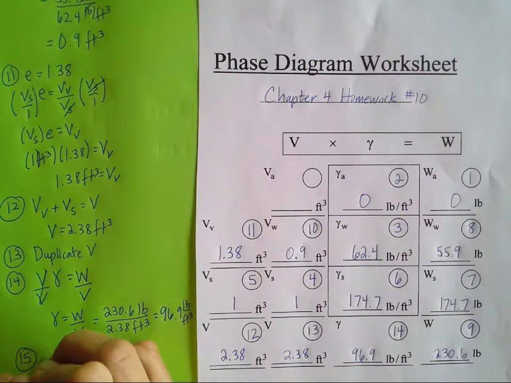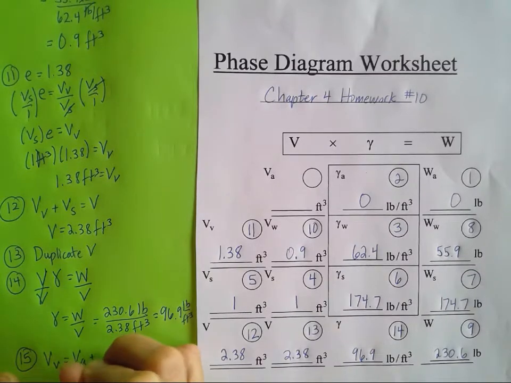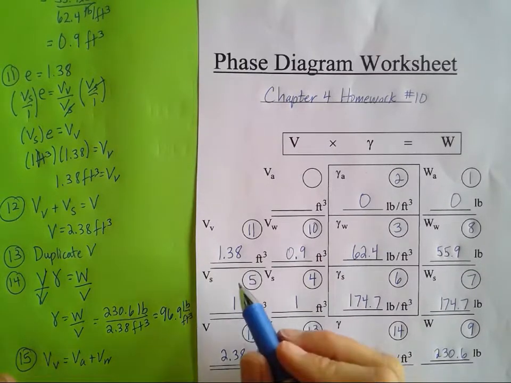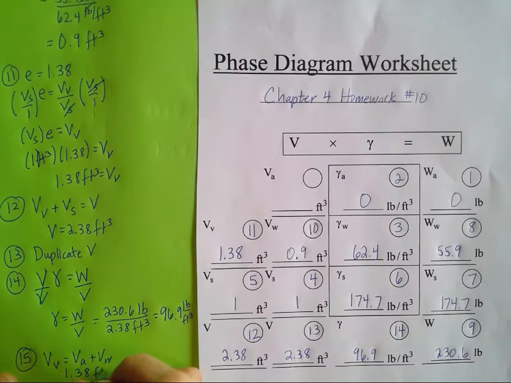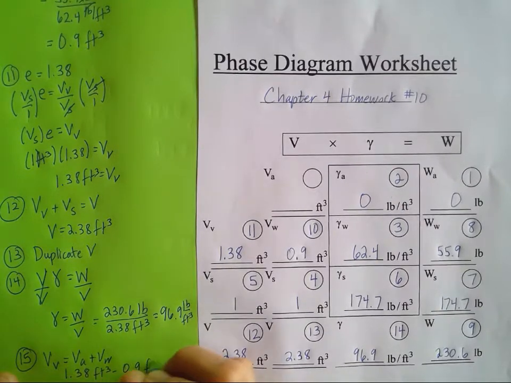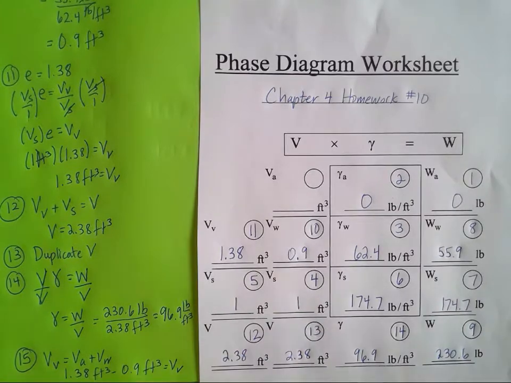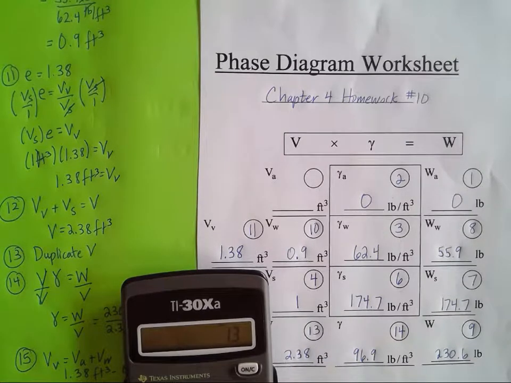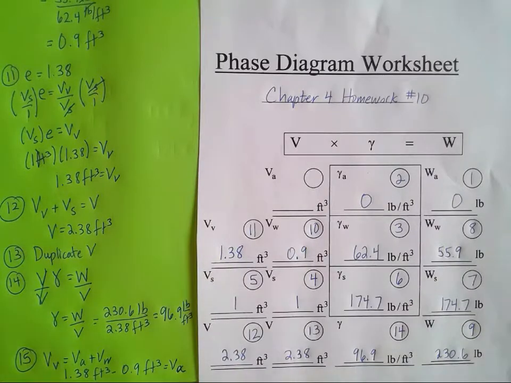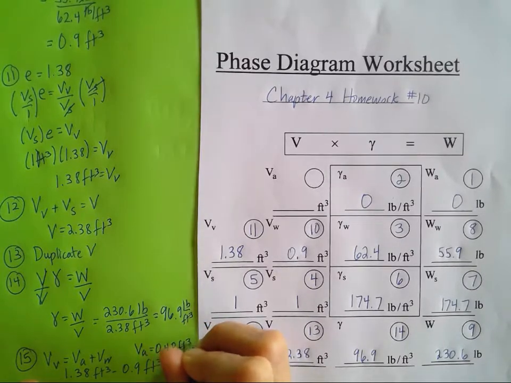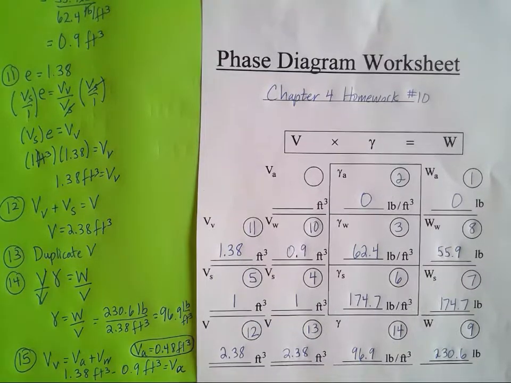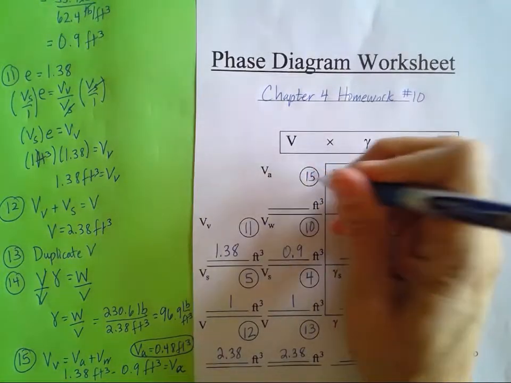I'm just going to go ahead and do it that way. So volume of voids equals volume of air plus volume of water. And so I'm just going to take that 1.38 cubic feet and subtract the 0.9 cubic feet. And that's going to give me my volume of voids. I'm sorry, volume of air. All right, so 1.38 minus 0.9, and that's 0.48. Let's put it up here, running out of space here, for my volume of air. And that will be my number 15.